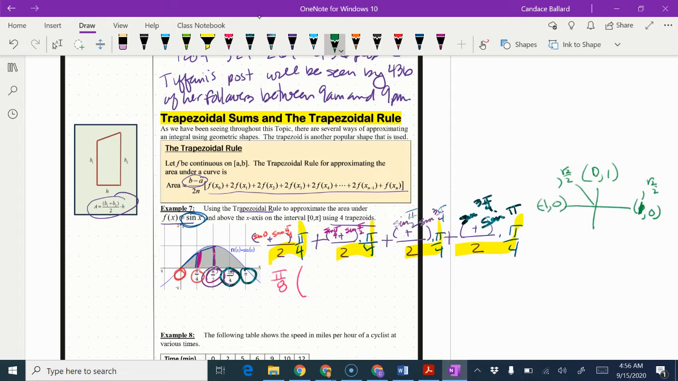So sine of 0 is 0. Sine of pi over 4, square root of 2 over 2. Sine of pi over 4 again, square root of 2 over 2. Sine of pi over 2 is 1. Sine of pi over 2 again is 1. Sine of 3 pi over 4, square root of 2 over 2. Again, sine of 3 pi over 4 is square root of 2 over 2, and then sine of pi is 0. So you'll notice that the parentheses really don't matter. I could just add these up. So I've got 1 pi over 2, 2 pi over 2, 3 pi over 2, 4 pi's over 2.